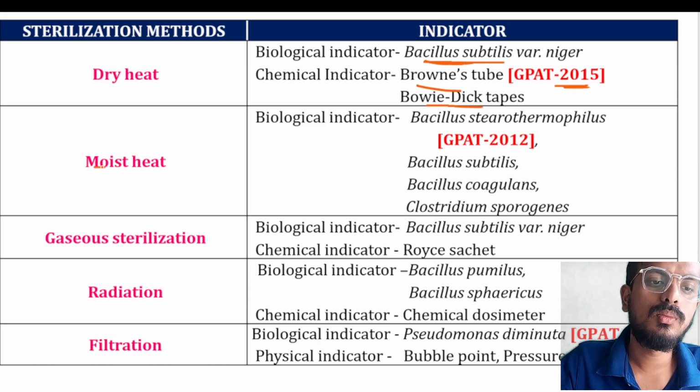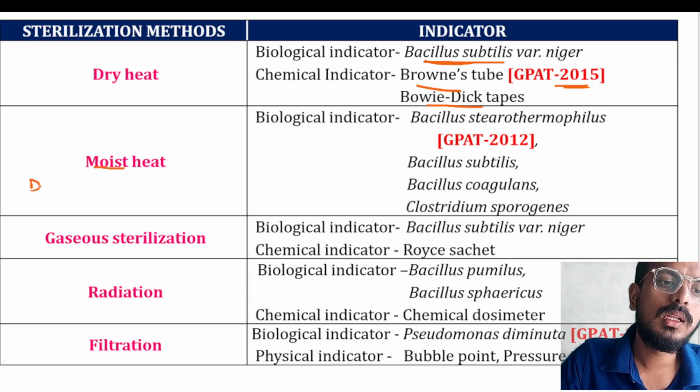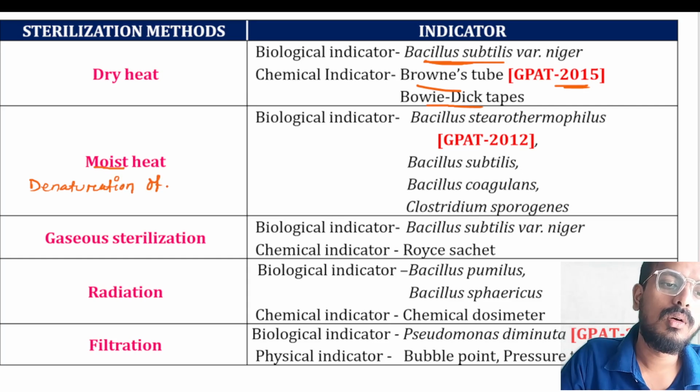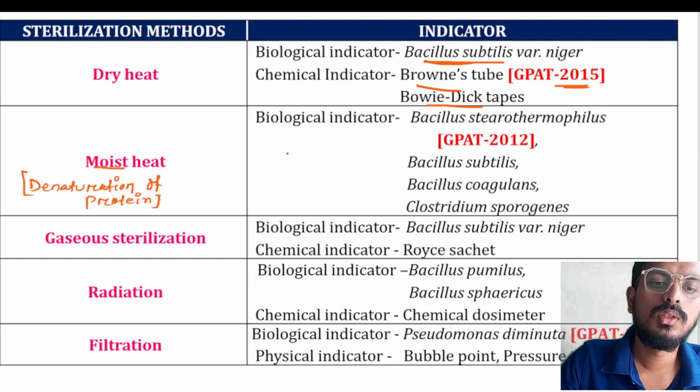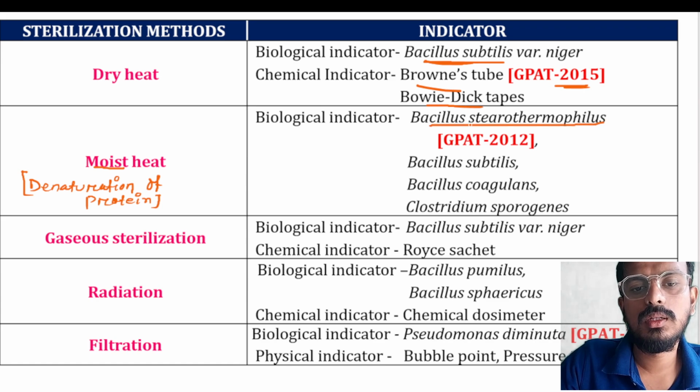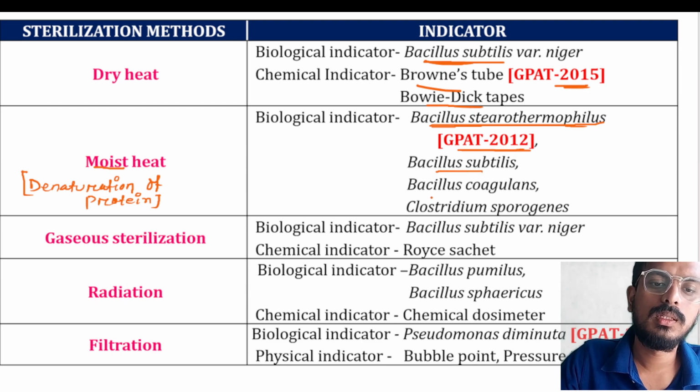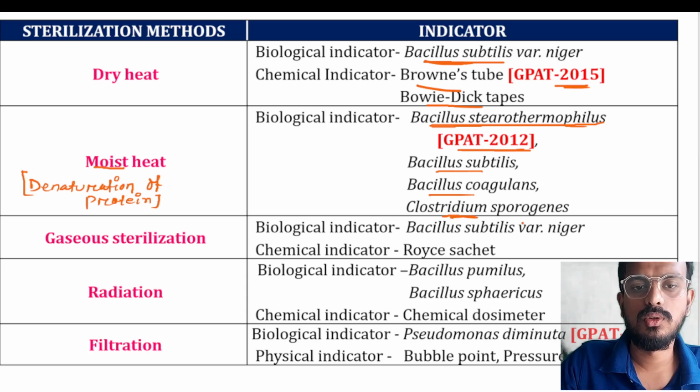Next is moist heat. The major mechanism of moist heat is denaturation of protein. The biological indicator is Bacillus stearothermophilus. This question was asked in GPAT 2012. Other indicators are Bacillus subtilis, Bacillus coagulans, and Clostridium sporogenes.